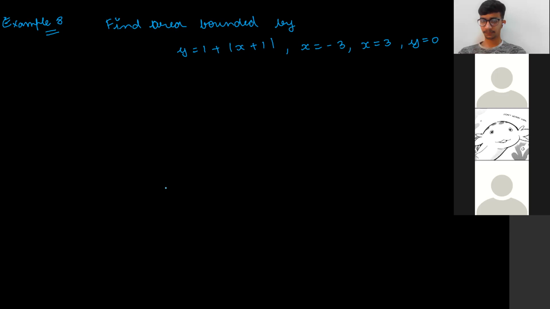I'm getting a V graph with its vertex point at -1, 1. Vertex point as -1, comma 1. Okay. Yeah, right.